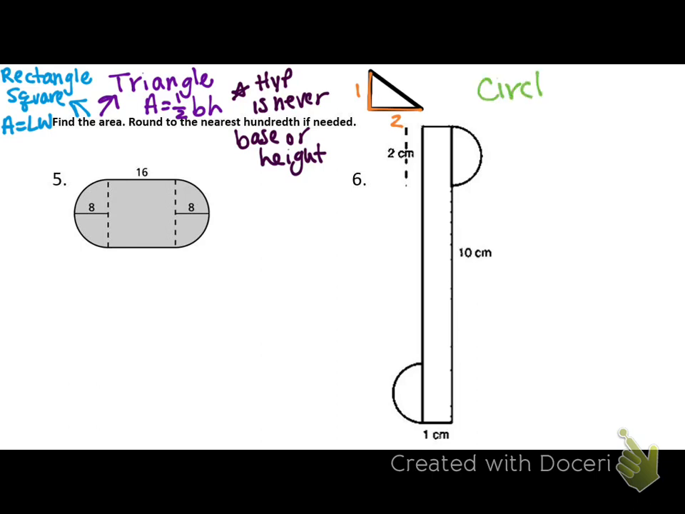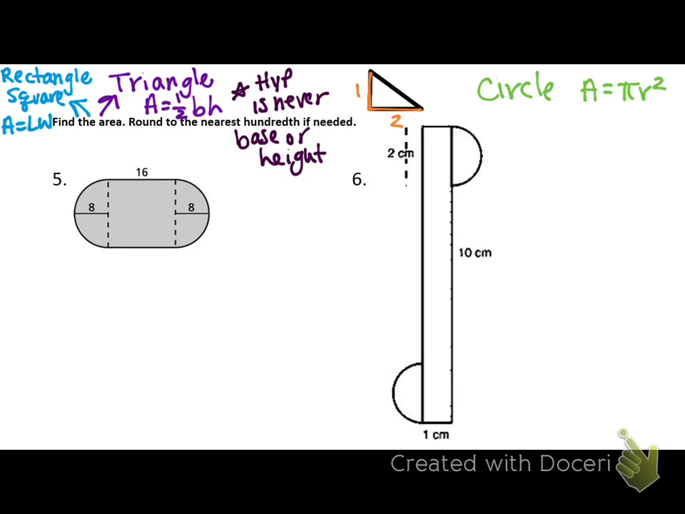The last one is a circle. The area of a circle is pi r squared, where r is the radius. So we're going to find the area and then round to the nearest hundredth if needed.